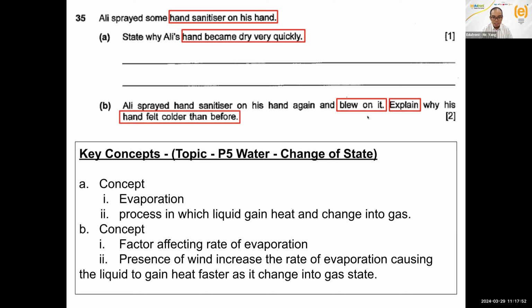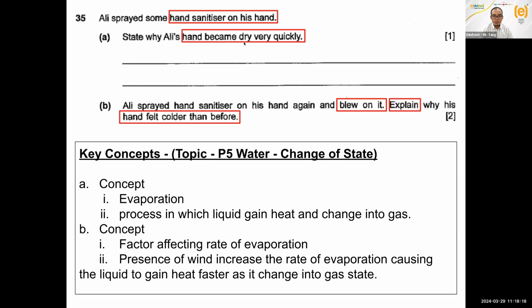So in this question, you can see here, Ali blew on it. Can you link with factors affecting rate of evaporation? So the presence of wind increased the rate of evaporation. You recall that one of the factors affecting rate of evaporation is presence of wind. The faster the wind blows, the faster is the rate of evaporation.